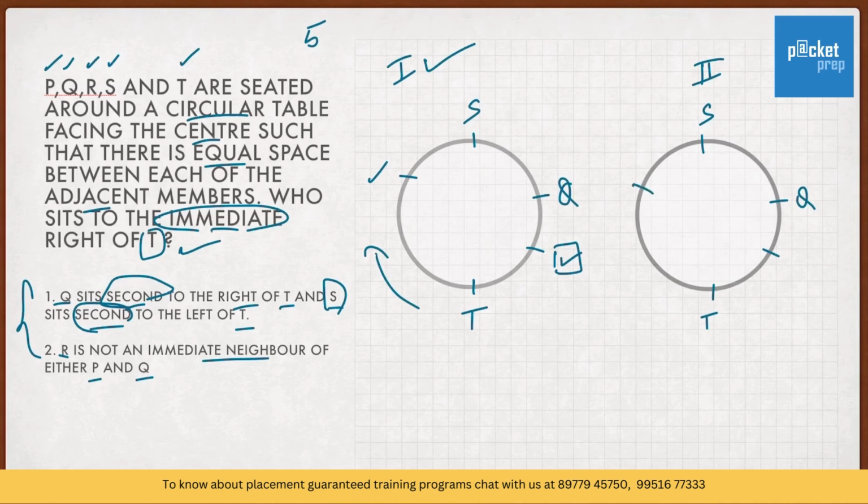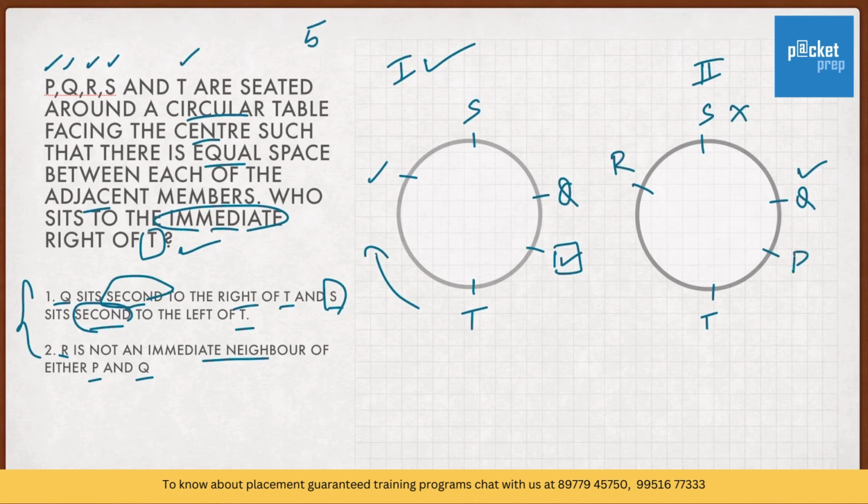And there's another place left over here. According to statement 2, R is not an immediate neighbor of either P and Q. If R is not an immediate neighbor of Q, it should not be either here or here. So definitely his position will be here. Then what is the other position left? It's obviously this one. Therefore, P is here.